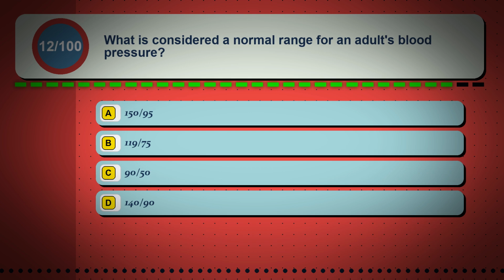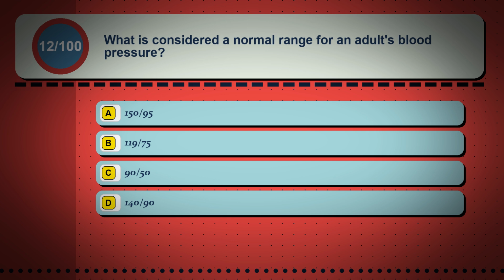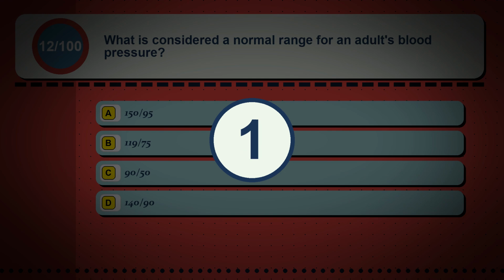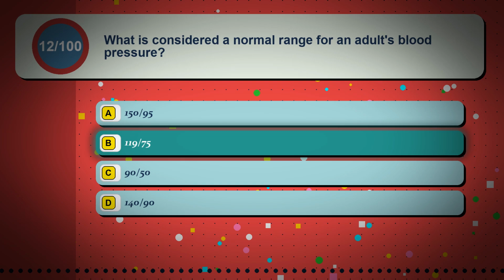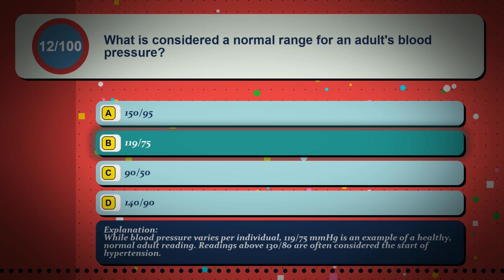Question 12. What is considered a normal range for an adult's blood pressure? Option A. 150/95. Option B. 119/75. Option C. 90/50. Option D. 140/90. The correct answer is option B. 119/75. While blood pressure varies per individual, 119/75 mmHg is an example of a healthy, normal adult reading. Readings above 130/80 are often considered the start of hypertension.